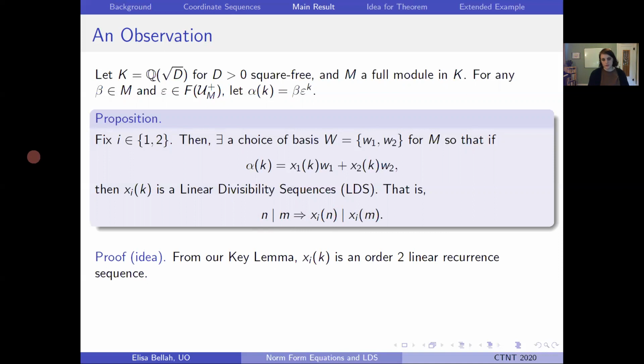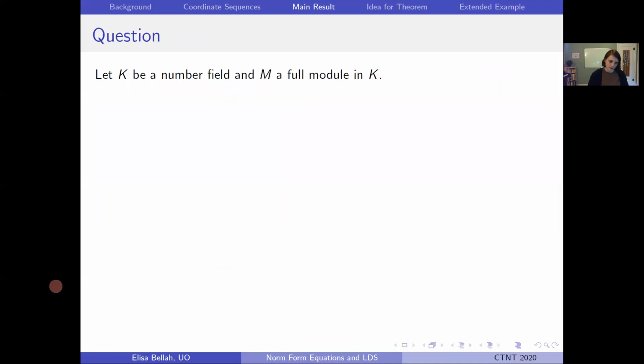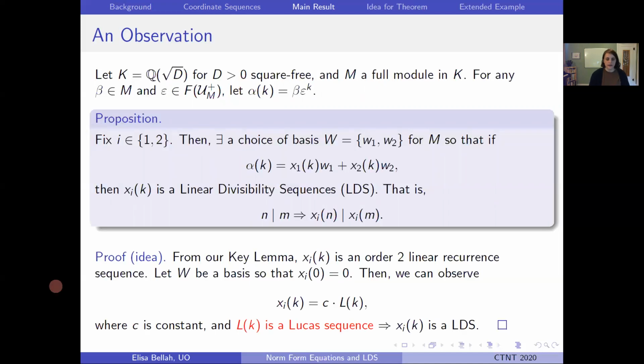So this follows pretty quickly from our key lemma. This follows because our key lemma says that these sequences are order 2 linear recurrent sequences. And so I can show that there exists some basis for my module so that whichever coordinate sequence I want has 0 value equal to 0. And you can show that all order 2 linear recurrent sequences with this initial value are just constant multiples of a Lucas sequence. And Lucas sequences are well known to be divisibility sequences. So this divisibility follows.